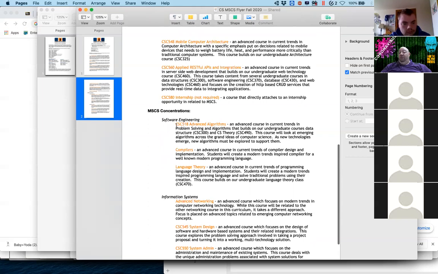So for software engineering, we have an advanced algorithms class, so call this 300 version 2. So we look at more crazy algorithms. We also have a compilers class, so like how to build the C++ compiler. And then we look at a language theory class. This is the big brother of 470. So several of you are going to be taking 470 here in the fall. We'll talk about that in a minute.